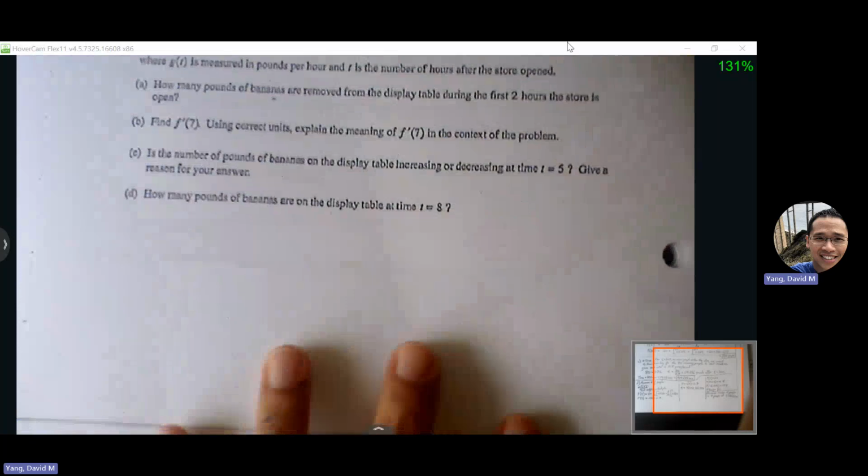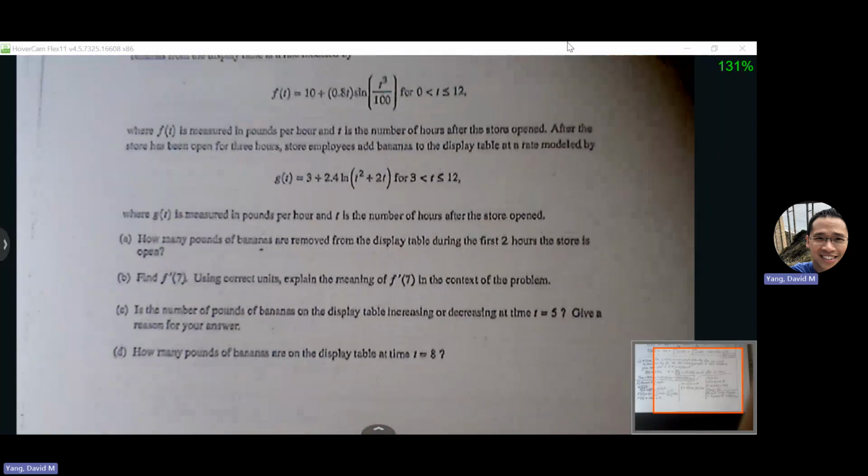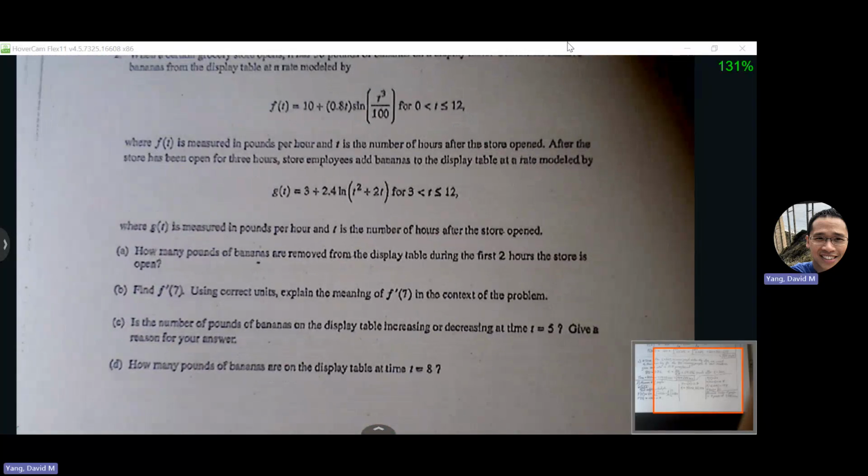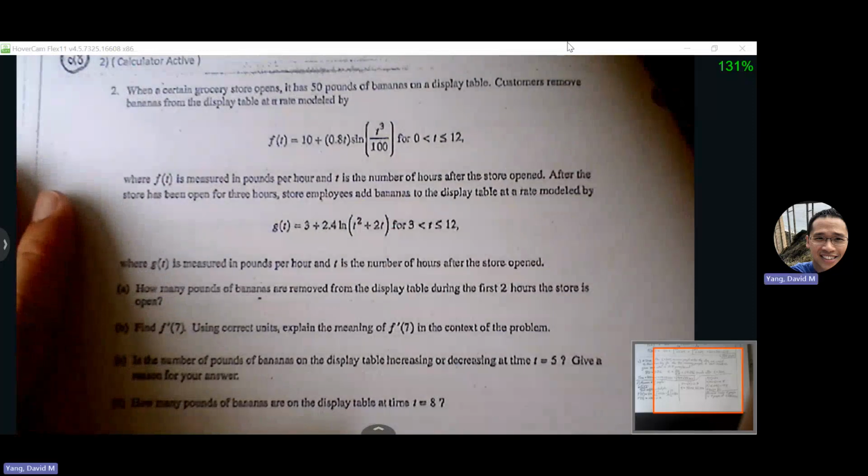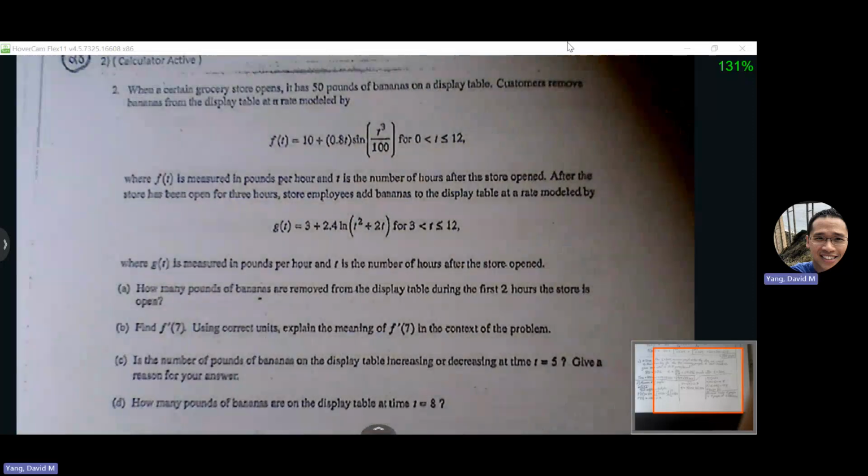And this one is another rate in, rate out problem. How about let's do this? Let's try this for 5 minutes, see how far we can get. I'll read the problem first and then have you guys try, and then I'll go over it with you.